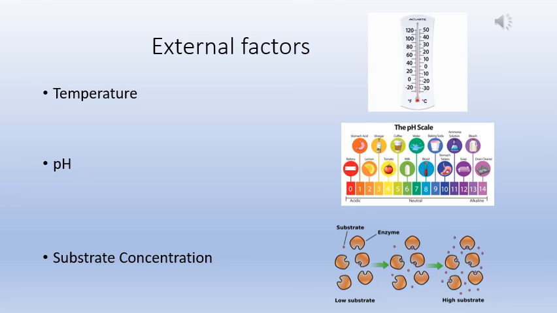pH levels specify the acidity or basicity of an aqueous substance. Each enzyme has its optimum pH at which it works best. Small changes can slow down the rate of a reaction, whereas larger changes can cause the enzymes to be denatured and stop working. Substrate concentration: the rate of a chemical reaction increases with the concentration of substrates.